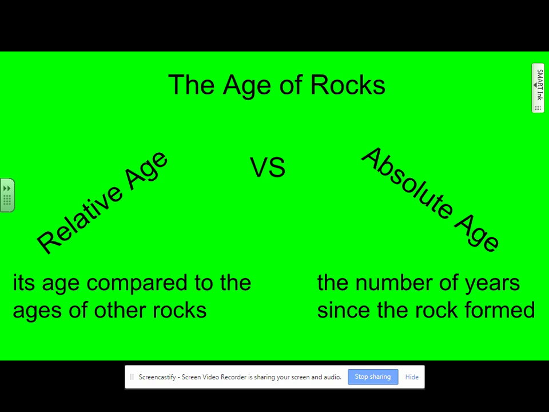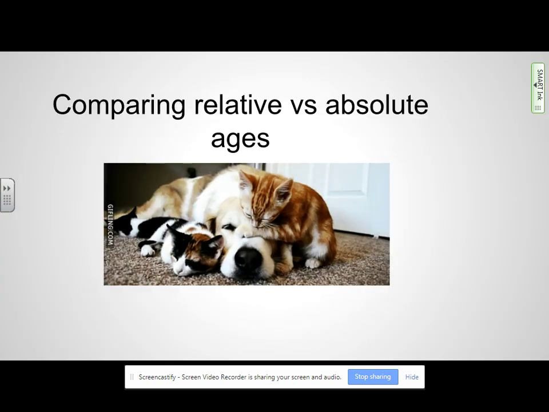Now, if at any point this goes too fast, you can always pause the video so that you can get everything written down. So I want to show you an example here. If I am looking at these animals, there's 3 kittens, 1, 2, 3 back here, and there's a dog. So if I were to look at this picture and take a guess and say these kittens are younger than the dog, would that be relative or absolute age?